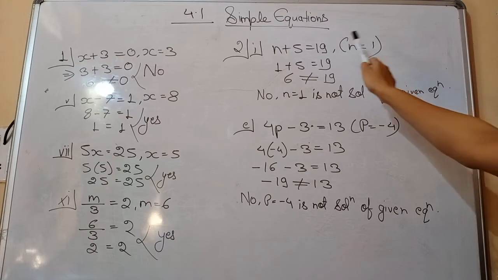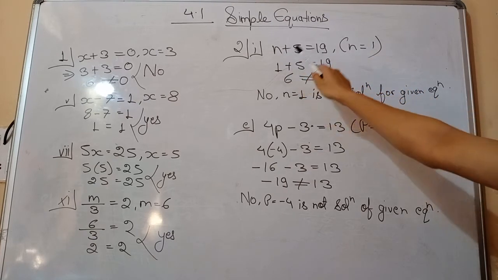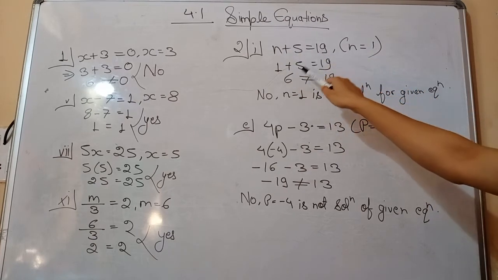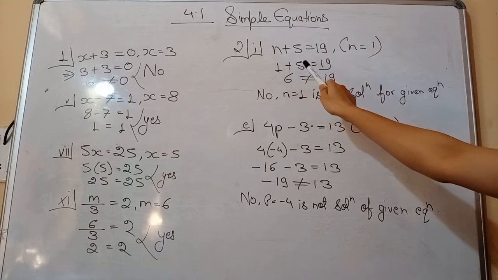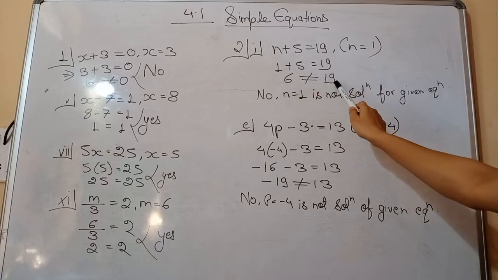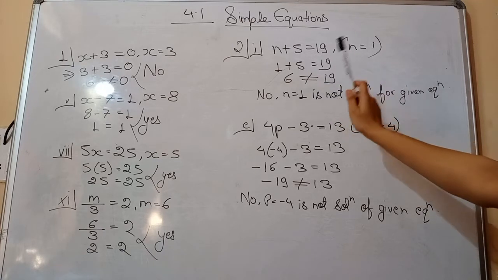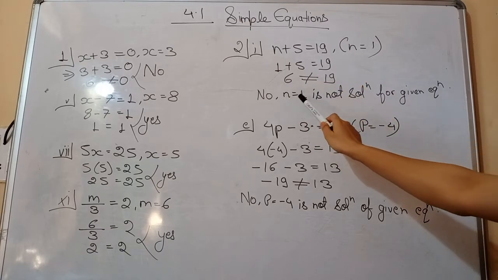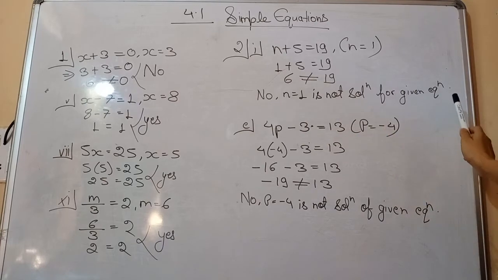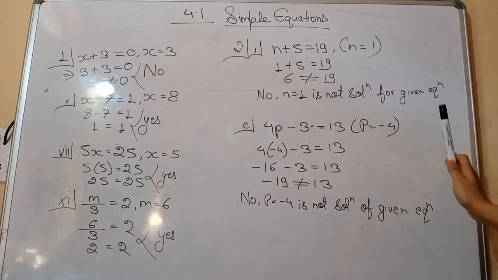We have to put 1. So in place of n put 1 and the rest of the equation as it is: 1 plus 5 equal to 19. Now 1 plus 5 gives us 6 and here it is 19. So we can clearly see that 6 is not equal to 19. So what do we have to write? No, n equal to 1 is not a solution for the given equation. Okay, that is what we have to check.